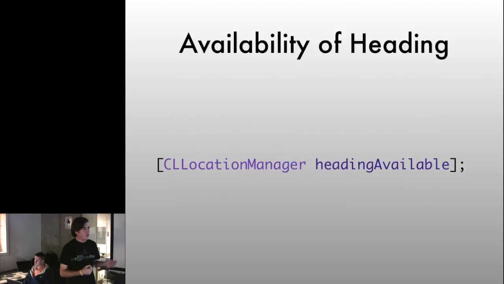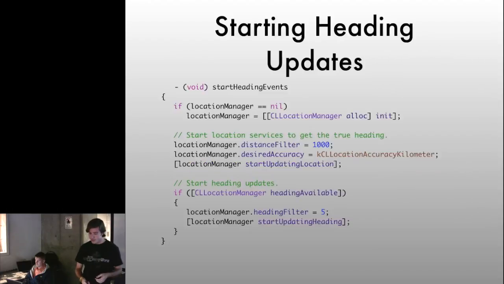And like with location services, there's a really simple method for asking, can I get the heading? It's headingAvailable. It returns yes or no, and tells you whether or not the device supports the heading. Which is nice, because then this abstracts away whether or not the actual hardware has a magnetometer. It just tells you if the service is available.